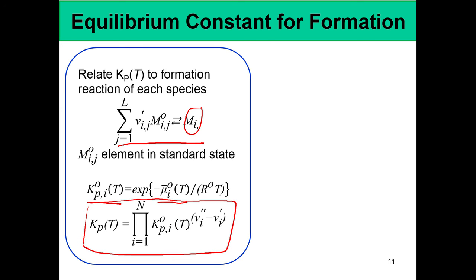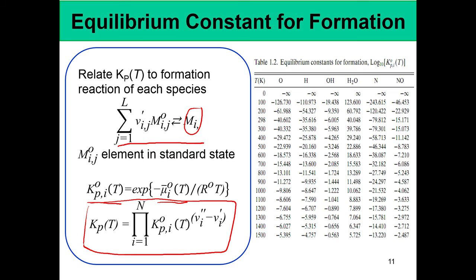So, often you will find that instead of the Kp of the reactions, the Kp of the formation of the species is given, and then using these Kp 0 for the individual species, you can estimate the Kp of a reaction involving those species. All right. So, this is how we can estimate the equilibrium constant.